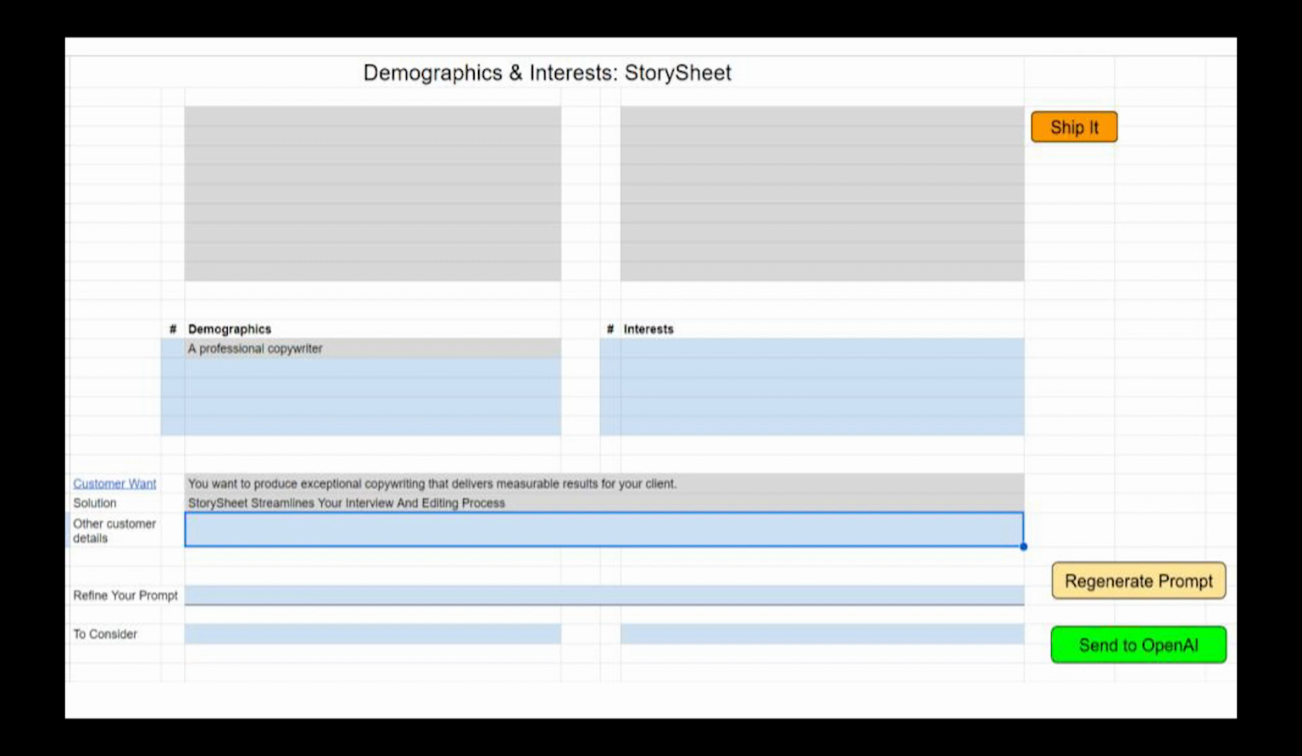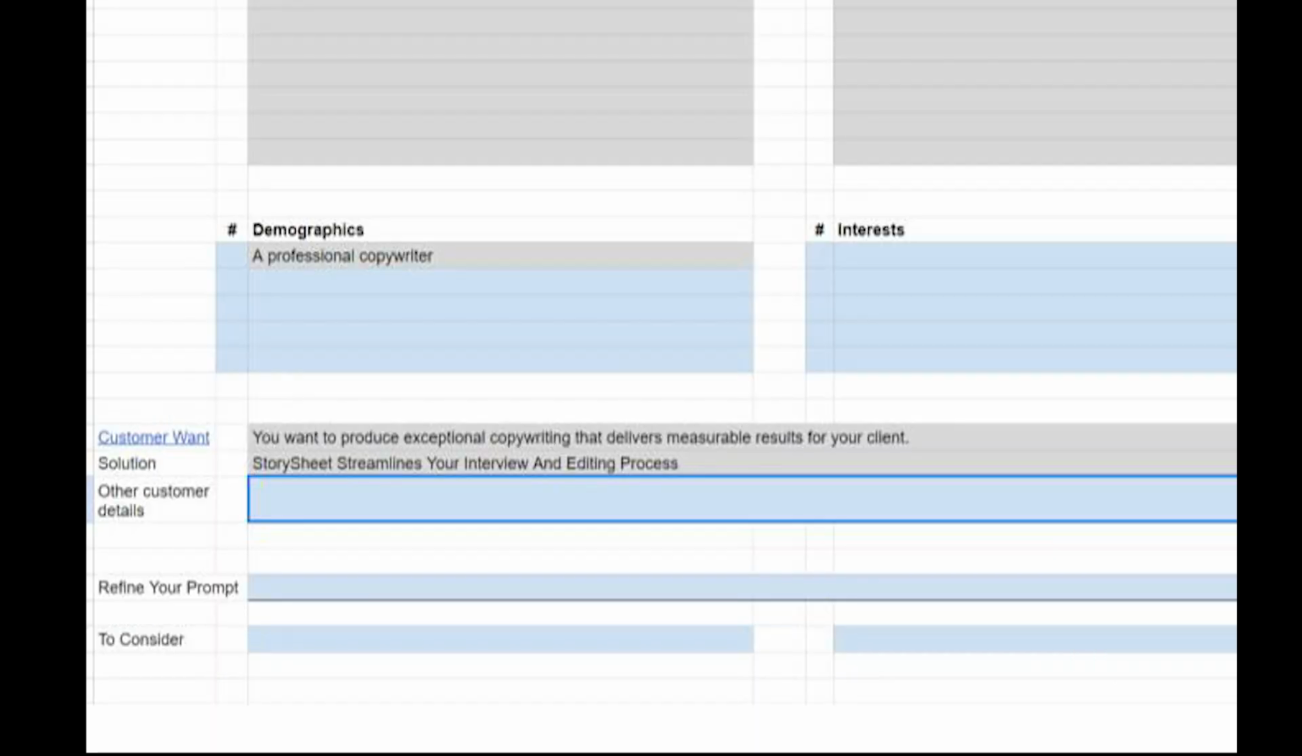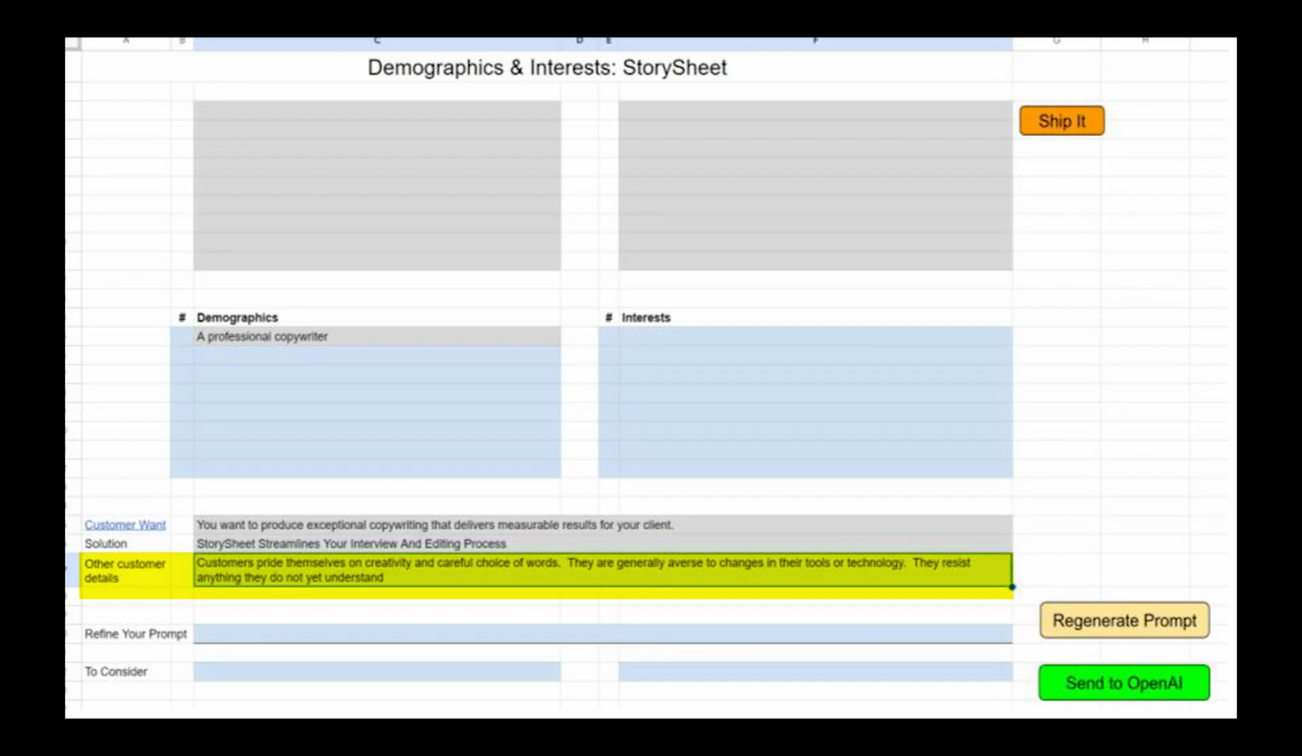We start with the demographics and interests of our target audience. From the BrandScript section of the workbook, we've already pulled in one of the target demographics, copywriters, what they want, exceptional copywriting, and the solution that we're offering. We can add additional information about our customers in the block shown here.